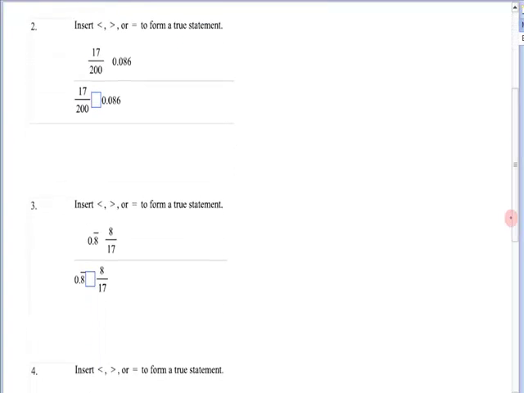The second question, I'm comparing a fraction to a decimal. So let's take 17 over 200, grab our calculators, take 17 divided by 200, and I get 0.085, and I'm comparing it to 0.086. They're the same in the tenths, in the hundredths, but in the thousandths place we see a difference. 5 is less than 6, so this fraction is less than that decimal.